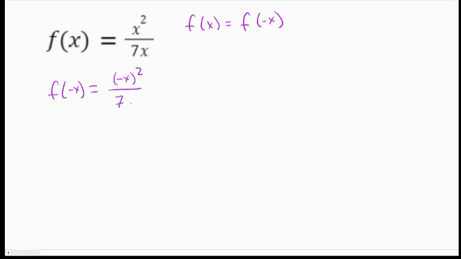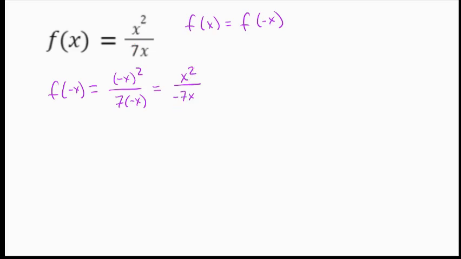So the top here, because it's negative x squared, when I multiply a negative times a negative, it just becomes positive. Whereas the bottom becomes negative 7x because x times negative x there. And I notice already that these two are not the same, so I cannot say that it is even.